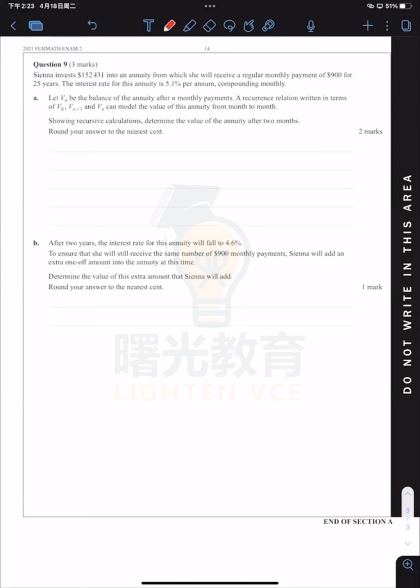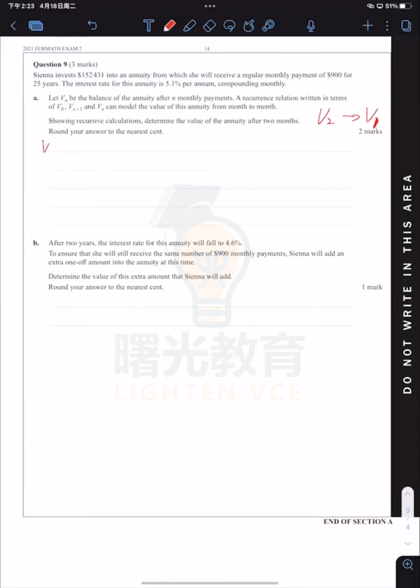V0 is initial, Vn plus 1, and Vn can be modeled month to month, showing recursive calculations, determining the value of annuity after 2 months. So if you're looking for after 2 months, you're looking for V2. If you're looking for V2, you need to know V1, okay? You need to know V1. And we better write down our recurrence relations first.